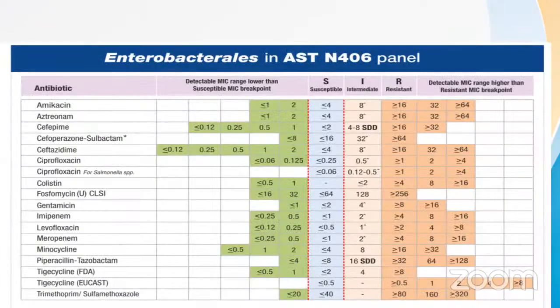So I have some examples of ASTs set by CLSI. For the breakpoints set by CLSI, they have different panels for different pathogens and antimicrobial agents. So you can see here for Enterobacterales, the green ones are the MIC range which we get in our labs, and the blue ones, susceptible, intermediate or resistant, are given by CLSI.